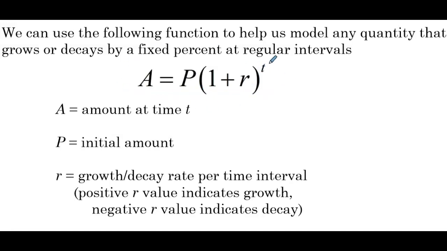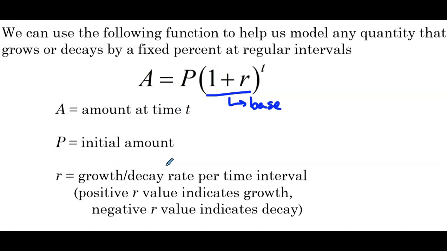So we have an exponential function. The variable T is in the exponent. 1 plus R, this is the base of the exponential function. Now, what does each individual variable represent? Well, A is the amount at time T. So if we're looking for the deer population in 2 years, the population is A. T is 2 years. P is the initial amount, so how many deer we started with. In that case, it was 20.